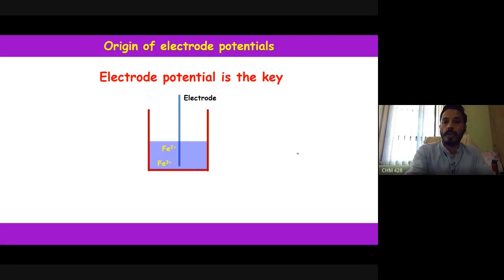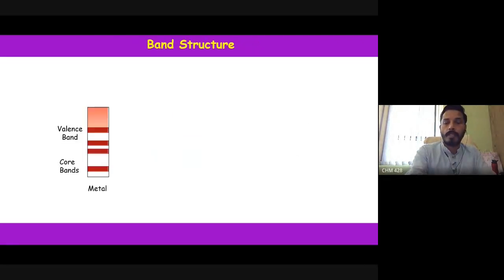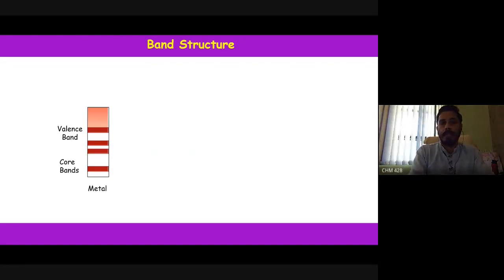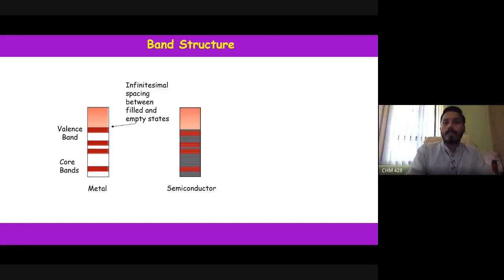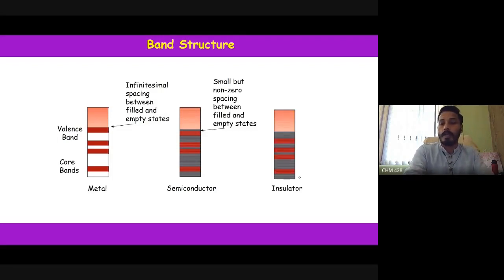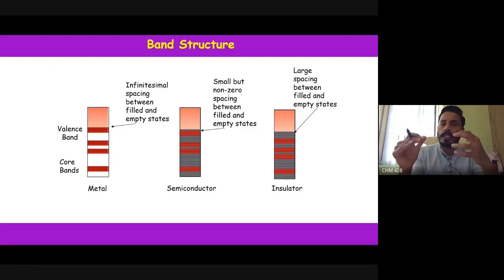From the band theory of solids, you must have learned that metals have overlapping valence band and conduction band. In semiconductors, there is a small gap between the valence band and conduction band. And for insulators, there is a large gap between the valence band and conduction band. You already know that, so I don't have to talk about it. But the most important thing is that electrochemistry is controlled by what is called the Fermi level. Electrochemistry is centered around the Fermi level.